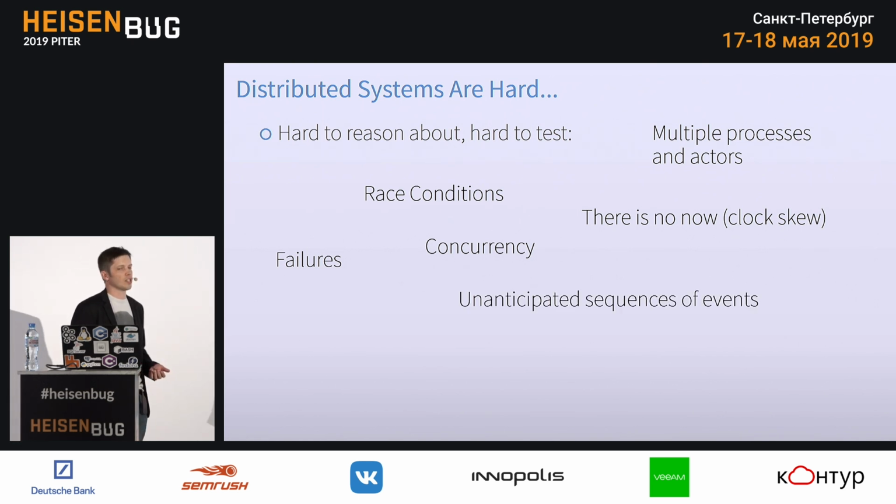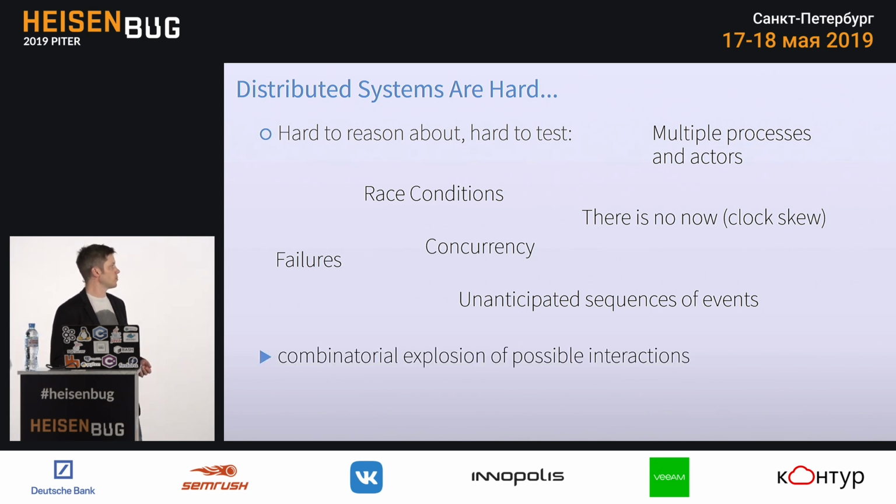And there can be all kinds of unanticipated sequences of actions and events. So we have an explosion of possible interactions, and there's just no way we can always come up with a design that is always correct in all the different possible sequences of actions that can happen.